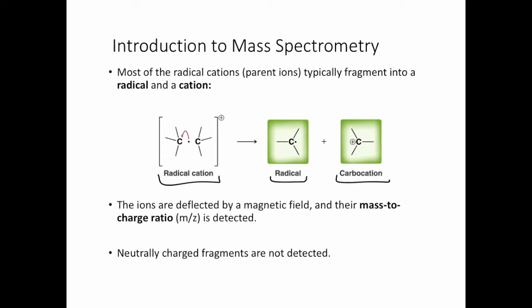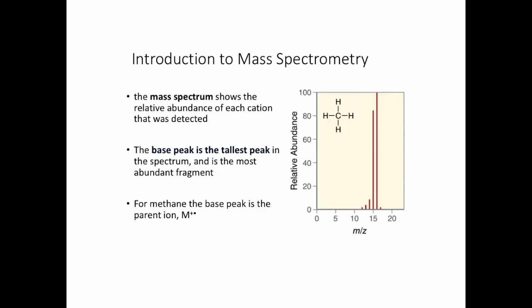The ions that are deflected by the magnetic field are deflected according to their mass to charge ratio. Therefore, if there is no charge, they will not be detected. Lighter fragments are deflected to a greater degree than heavier fragments. In the spectrum that we get, the output from this experiment, we have a graph where on the x-axis is the mass to charge ratio, and on the y-axis we have the relative abundance. This is going to give us a series of peaks for each ion that is detected.